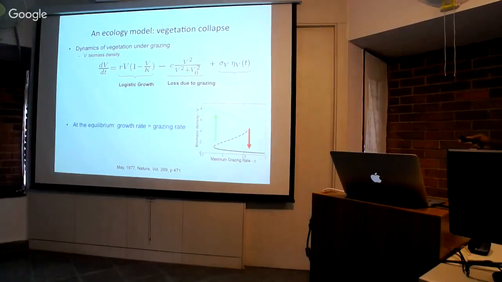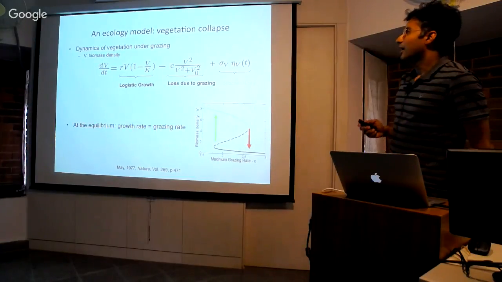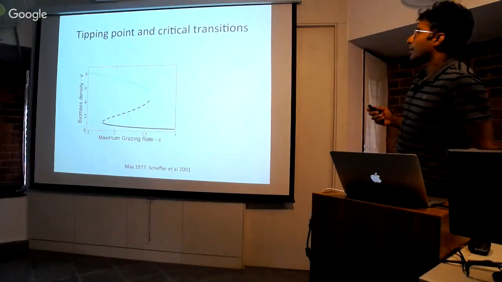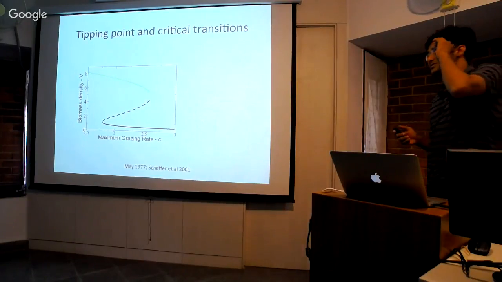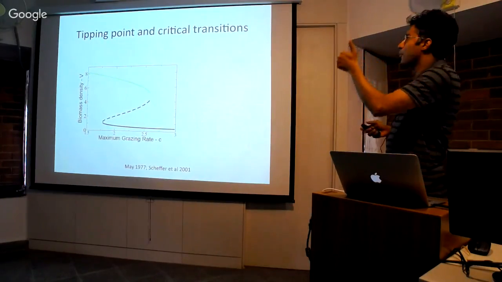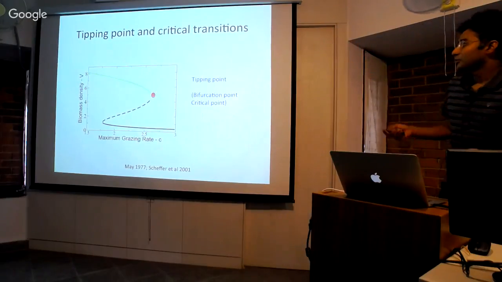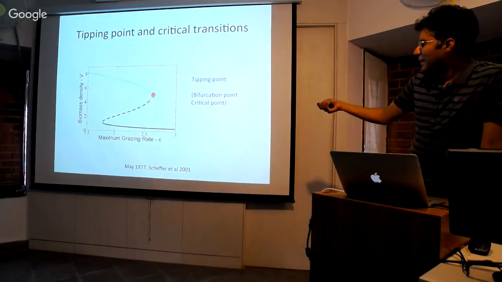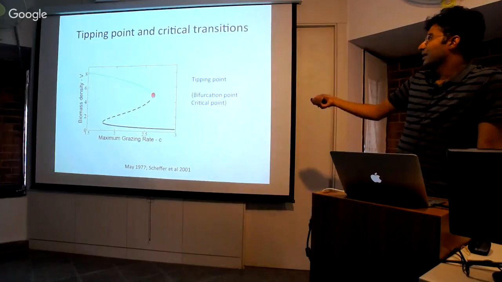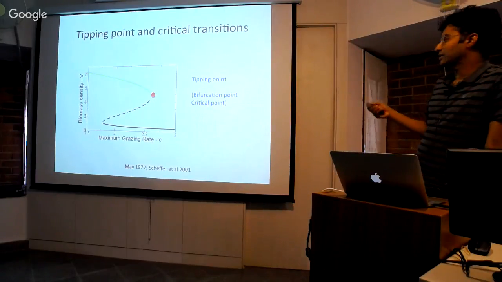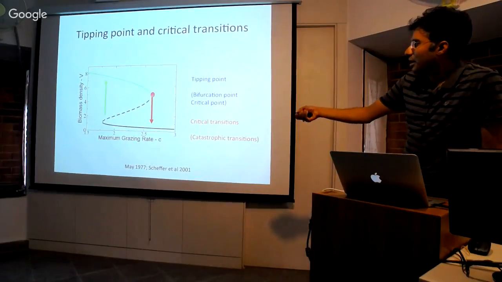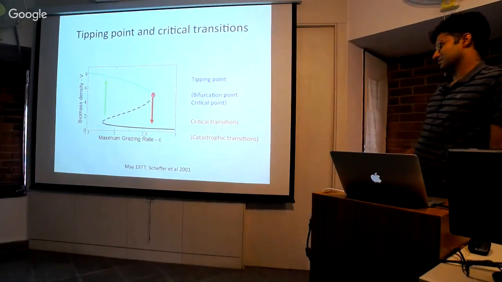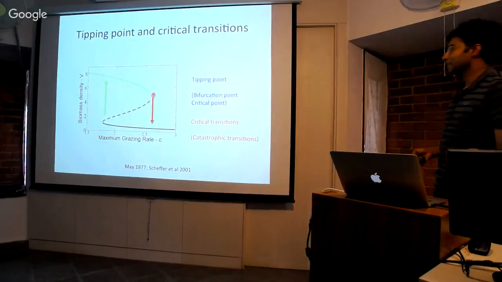Okay, now with this simple framework, I want to introduce two terms that are commonly used in this literature, apart from critical points and hysteresis. For example, this point is sometimes also called a bifurcation point or critical point, and I'm using the more generic tipping point terminology. If a transition happens at this point, we call it a critical transition, or also a catastrophic transition.